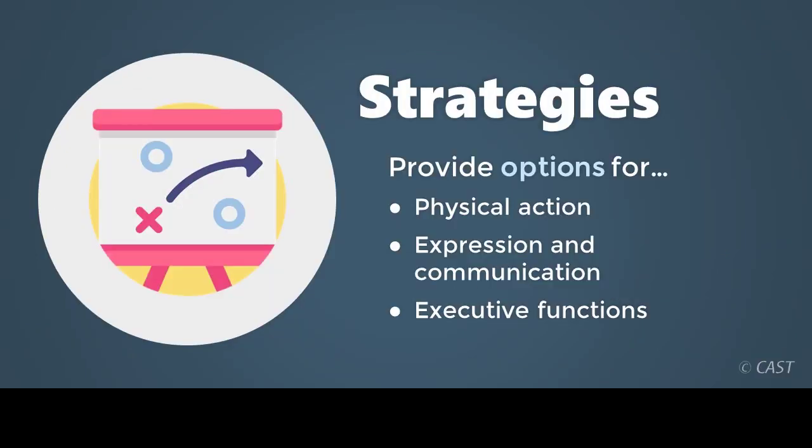We're getting our playbook back out because we're going to come up with another game plan of how to win out over the obstacles. And so this talks about the strategies that CAST provides. And they say that you should provide options for physical action, for expression and communication, and for executive functions. So let's dive a little deeper into what that means.